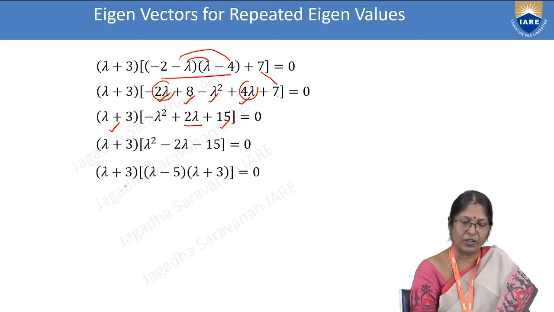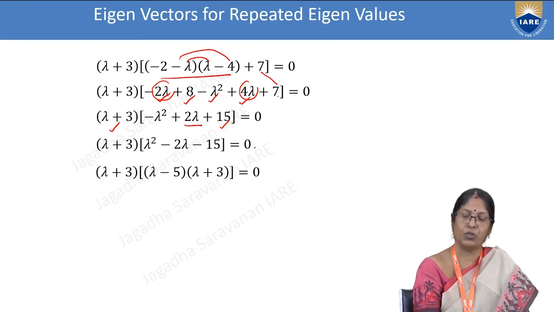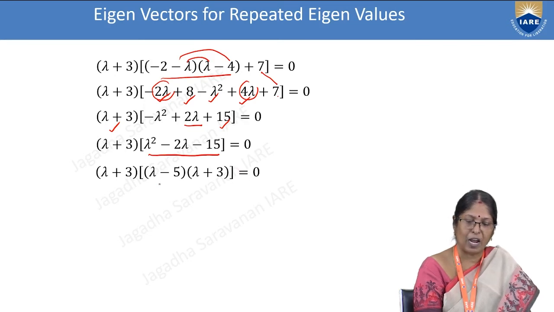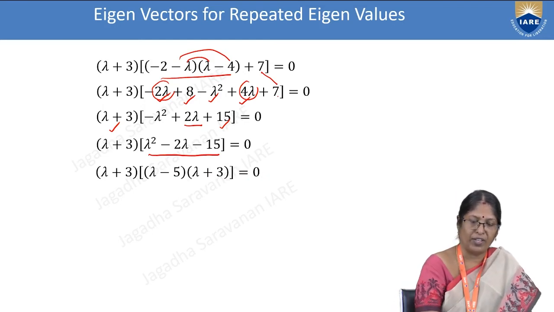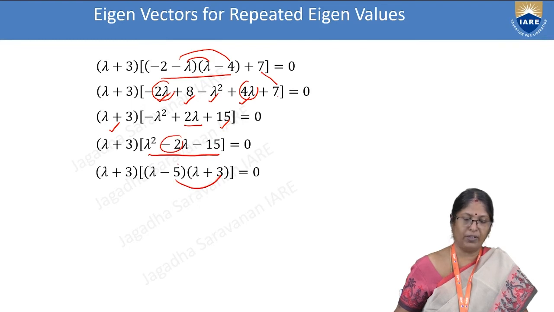So here it is lambda square minus 2 lambda minus 15 equal to 0. Here we did the factorization, that is lambda minus 5 into lambda plus 3 equal to 0. You can check it also. This is minus 15, and minus 5 plus 3 becomes minus 12. That is the factorization method.